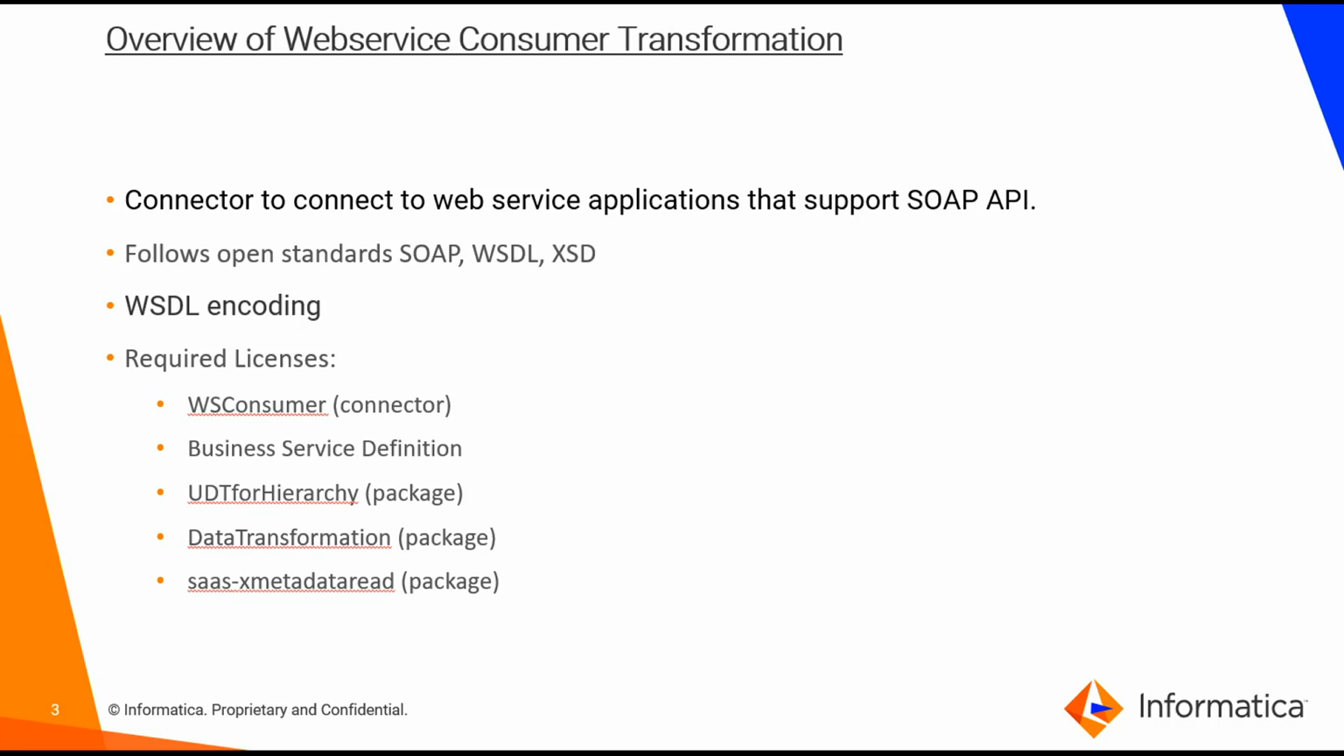It follows the open standards of SOAP, WSDL, and XSD. The WSDL encodings it follows are RPC literal and document literal. The required licenses to use Web Service Consumer Transformations are WS Consumer Connector license, Business Service Definition license, UDT for hierarchy, which is a package, Data Transformation package, and SAS-X metadata read.